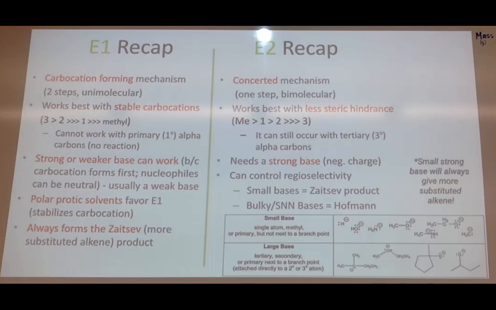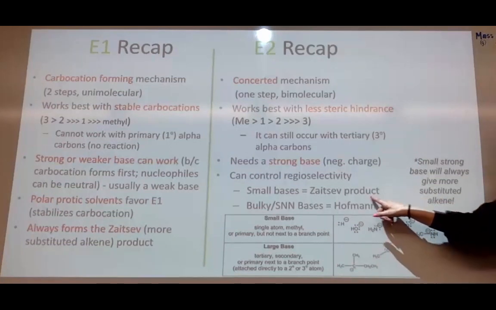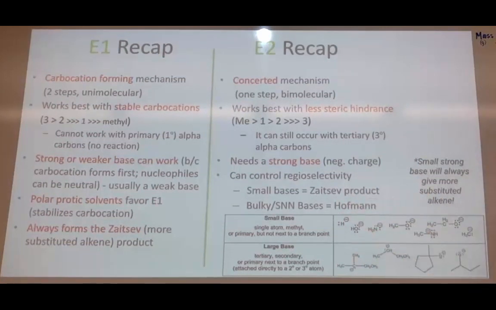And so a lot of times when we see these bulky bases, this is where we have to keep in mind that the less substituted alkene could form. This is only for E2. E1 always produces the most substituted alkene. And then the small, strong base will also follow Zaitsev's rule.